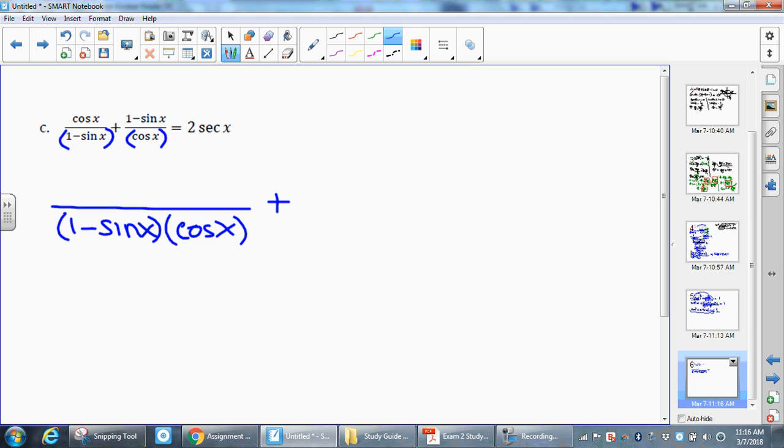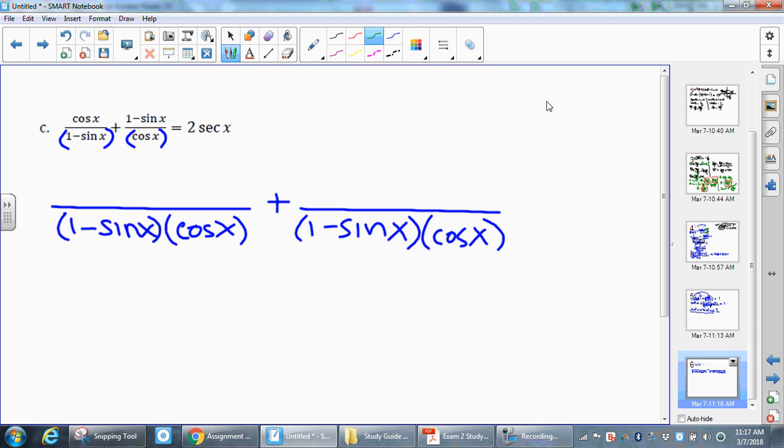The other fraction, same thing. We want it to have the same 1 minus sine x times cosine x. The first fraction is lacking that factor on the denominator, cosine x. So whatever we multiply the bottom by, we have to multiply the top. Then we multiply these two numerators, and we're going to get cosine square x.